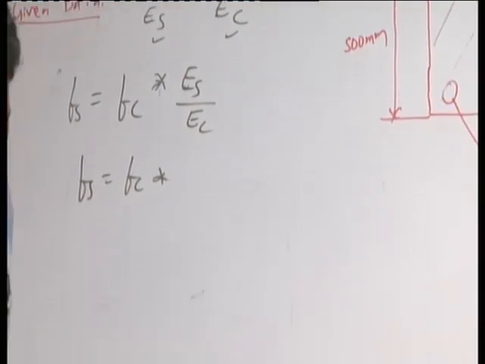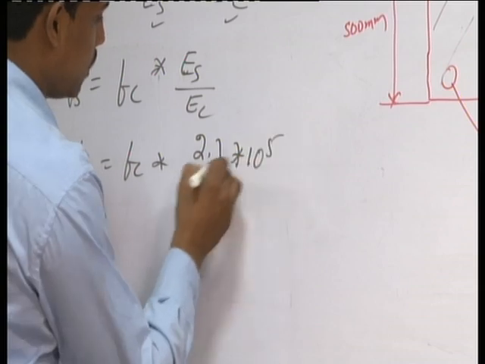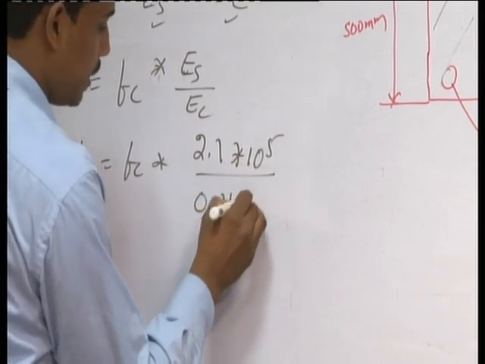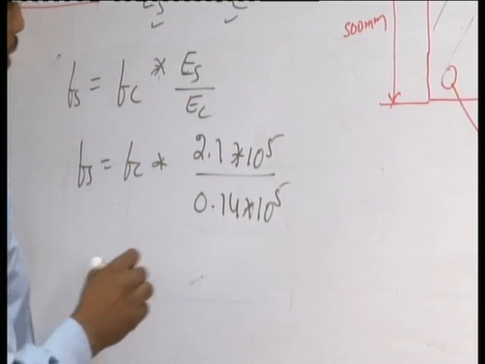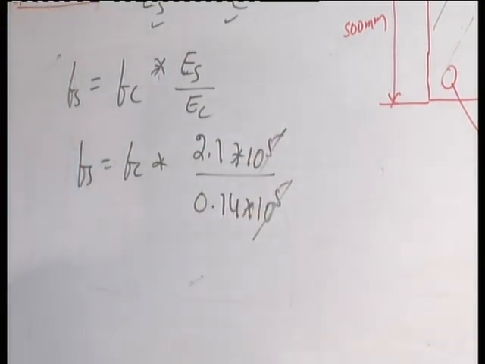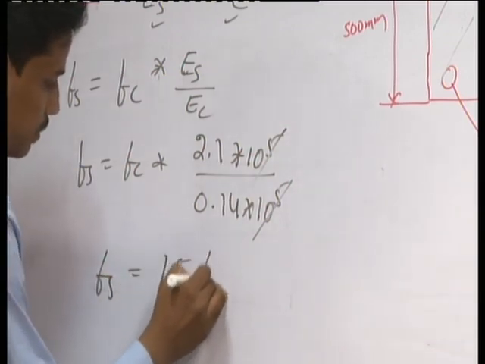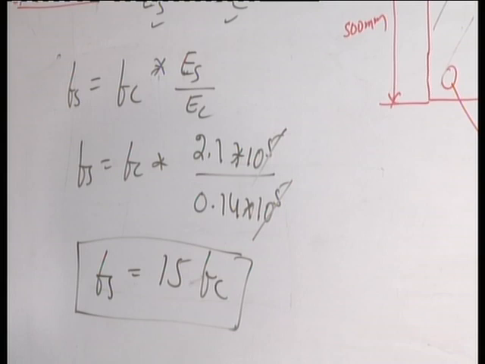Substitute the values: Es is equal to 2.1 into 10 to the power of 5, and Ec is 0.14 into 10 to the power of 5. Dividing, the 10 to the power of 5 cancels, and we get Fs is equal to 15 Fc. We get an expression for Fs in terms of Fc. This is very important.